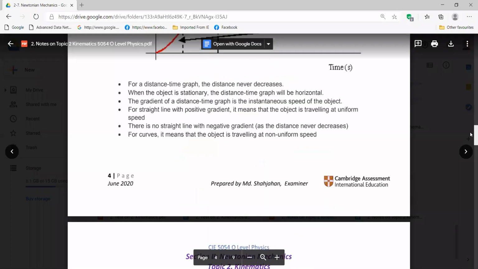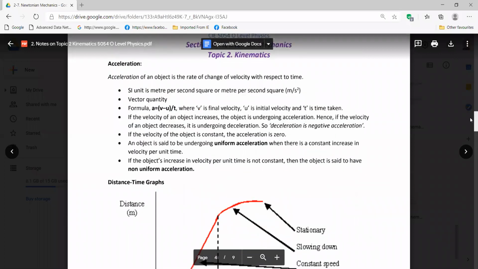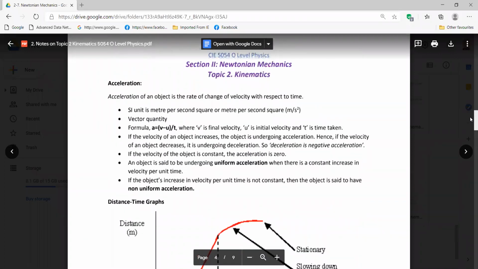We did up to acceleration. We will start acceleration today. We did up to speed and velocity. So today we will do acceleration, right? Yes, sir.